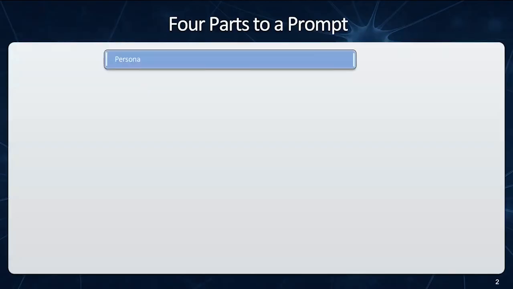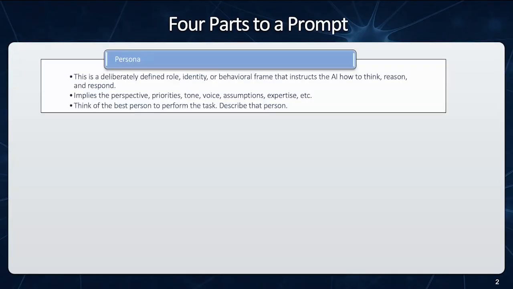The first is the persona, and this is a deliberately defined role, identity, or behavioral frame that instructs AI how to think, reason, and respond. It implies the perspective, priorities, tone, voice, assumptions, and expertise. Think of the best person to perform a task and describe that person.